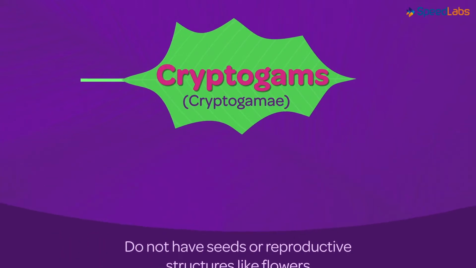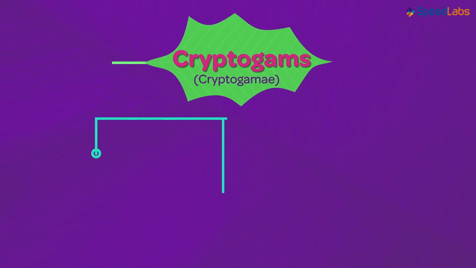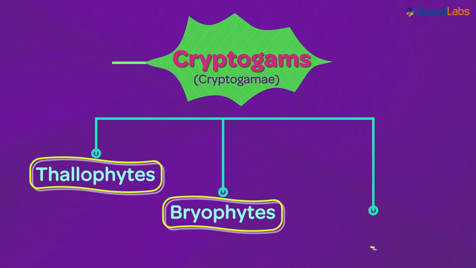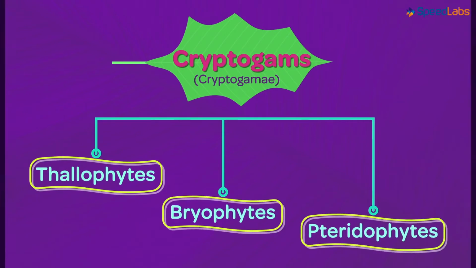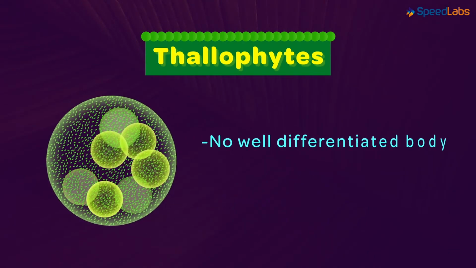To simplify further, we classify these cryptogams into three major categories. They are called Thallophytes, Bryophytes, and Pteridophytes. Thallophyta or Thallophytes are the lowest of all plants. These do not have a well-differentiated body, no roots, no stem or leaves.